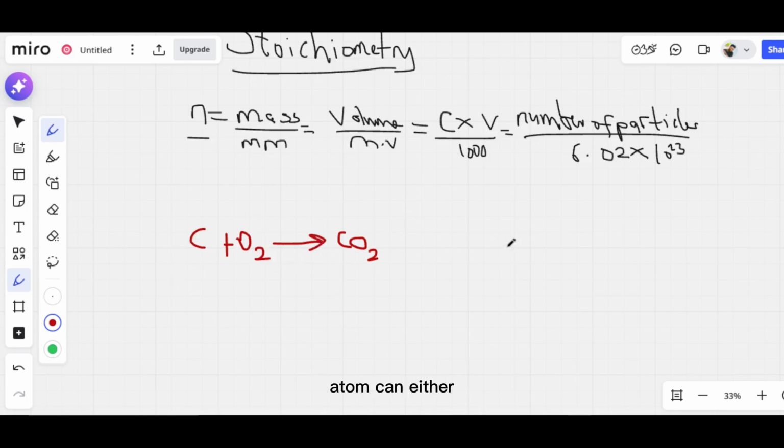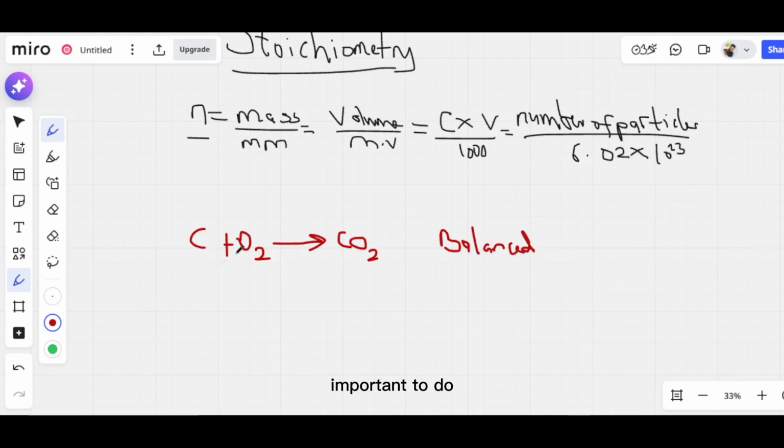As atoms can neither be created nor destroyed. So if one atom of carbon is here, in the compound there, one atom of carbon is also here. This is two atoms of oxygen or one molecule of oxygen. Two atoms equals one molecule because oxygen occurs as O2. So this is two atoms of oxygen, this is two atoms of oxygen. So this equation is balanced like this. All right. So this equation is balanced.